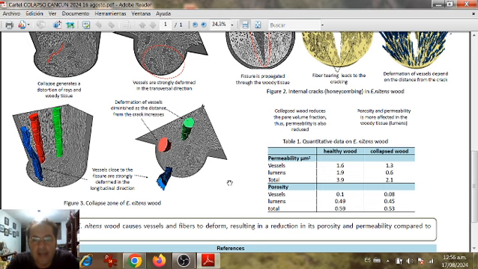In order to evaluate that, we simulated the permeability in the samples from the healthy wood and the collapsed wood, and we notice that permeability is less effective in the collapsed wood because the lumens are closed because of the pressure generated during the drying. So this confirms the reduction in the porosity in the vessels, lumens, and in the global porosity.